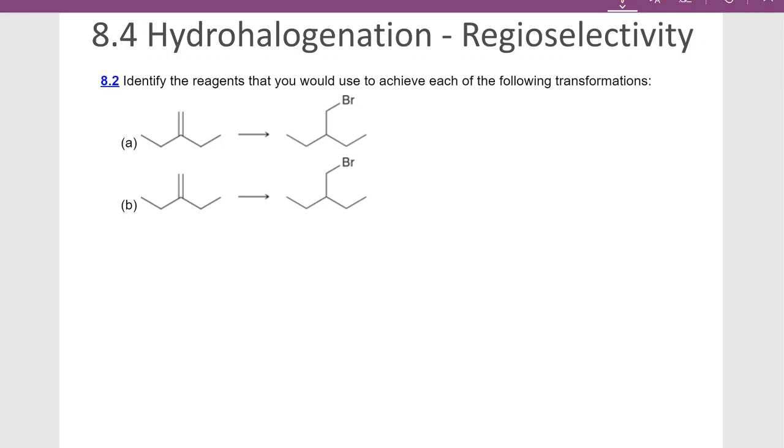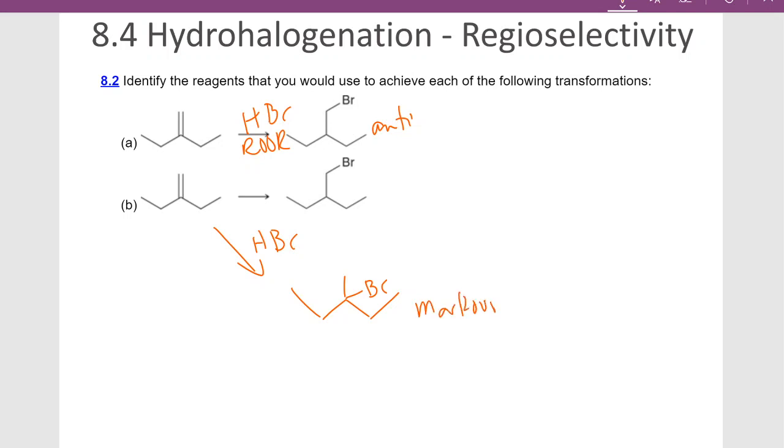Aren't these exactly the same? I'm confused. All right, so we have anti-Markovnikov addition, and so we're going to use HBr in the presence of peroxide. I think they wanted us to have a different product here. How would you get that? You would just use regular HBr, because this is Markovnikov addition. And this is anti-Markovnikov at the top.